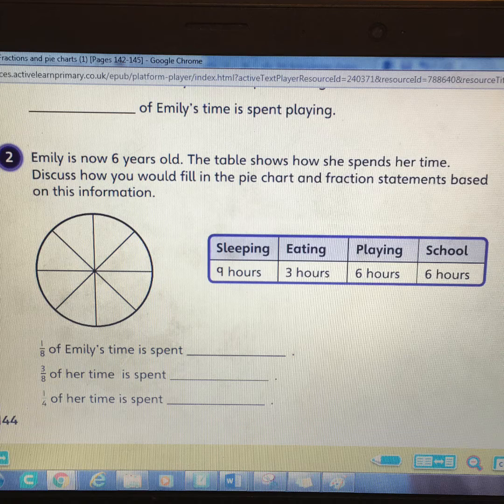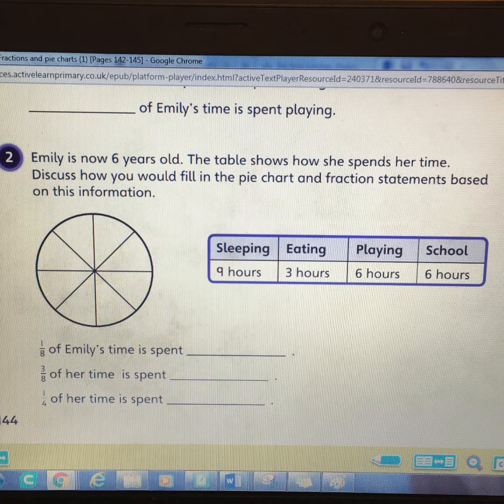Right then, number 2. Emily is now 6 years old. So the table shows how she spends her time. How would you fill in this pie chart and the fraction statements based on this information? So at the bottom it says 1/8 of Emily's time is spent doing what? 3/8 of her time is spent doing what? 1/4 of her time is spent doing what? And how would you fill that pie chart in?